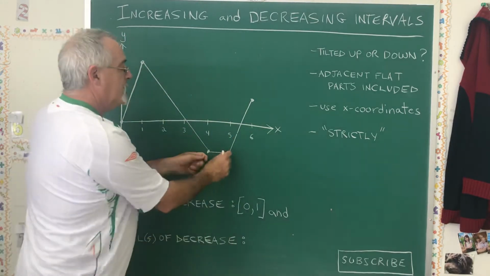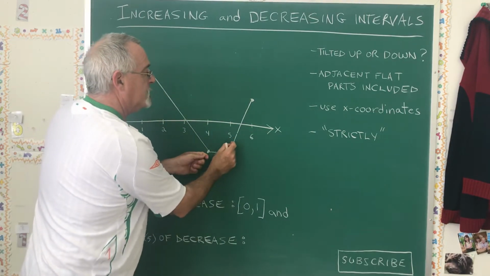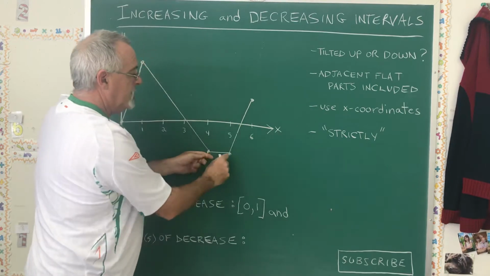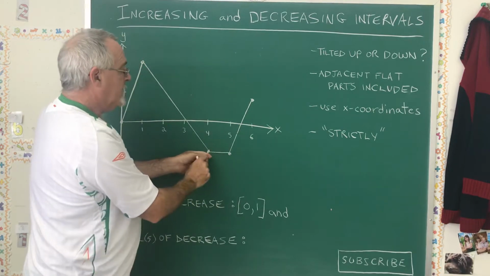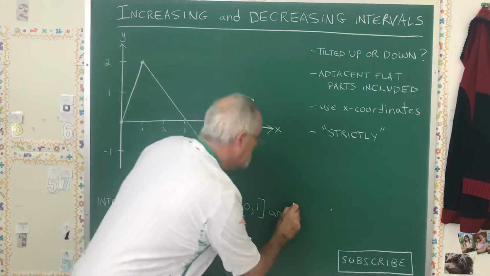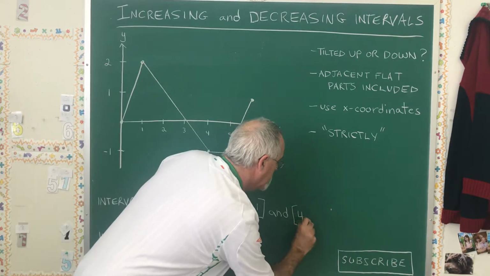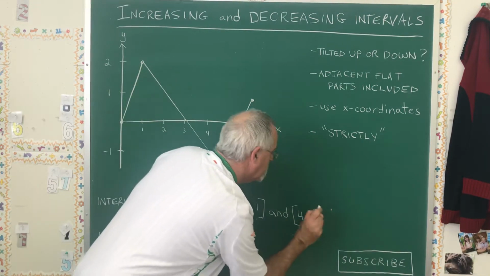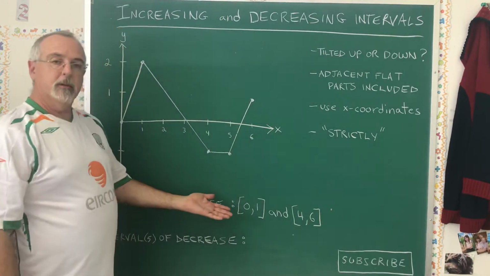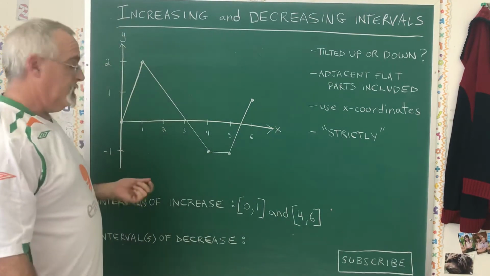The other one, we can see it's tilted up from x equals 5 until x equals 6, but we include the adjacent flat part, so the interval is from 4 until 6. We've given our intervals of increase for this situation.